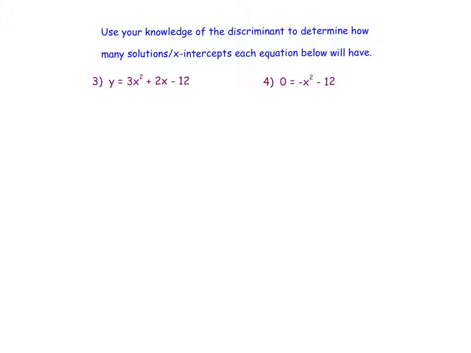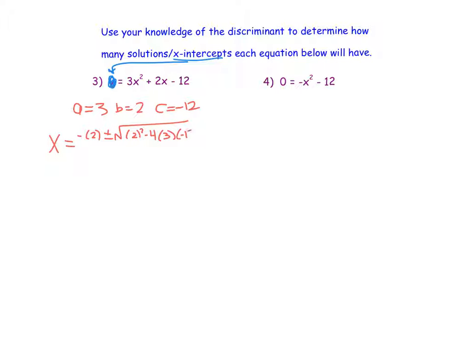All right, so to walk you through, this one's saying use your knowledge of the discriminant to determine how many solutions or x-intercepts each equation below will have. So this first one in number 3, we know we're looking for x-intercepts, so we're looking for when y is equal to 0. So here we're going to use the quadratic formula. A is equal to 3, B is equal to 2, and C is equal to negative 12. And then from here, I'm going to use the quadratic formula, so x is equal to negative b plus or minus the square root of b squared minus 4ac, all divided by 2a.